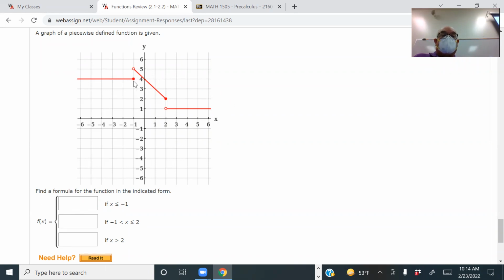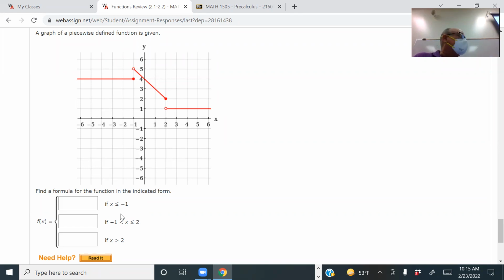That piece extends up to -1 on the x-axis. So they're telling you here that the domain of this first piece is numbers less than or equal to -1. And then the second piece extends from -1 over to 2, so the domain for the second piece is numbers from -1 to 2. And then the third piece starts at 2, so its domain is numbers bigger than 2, right? Okay, so that part of the formula they have filled in.